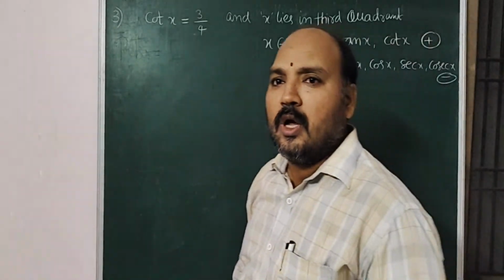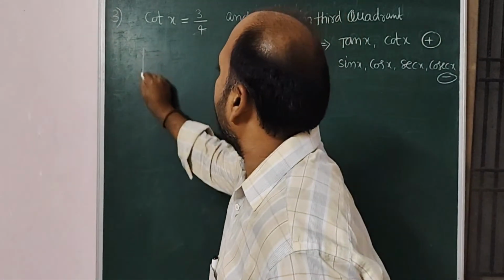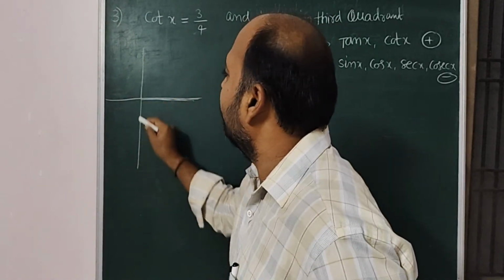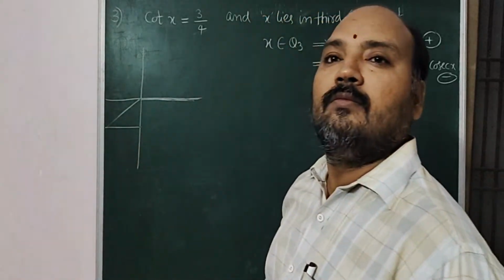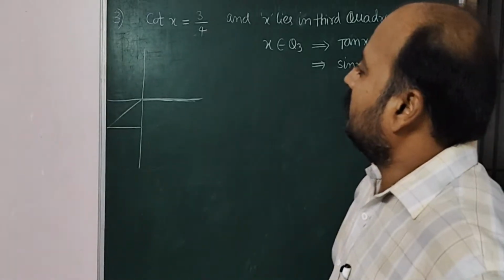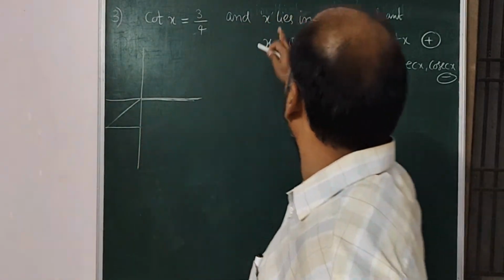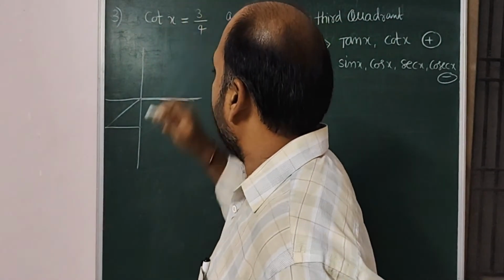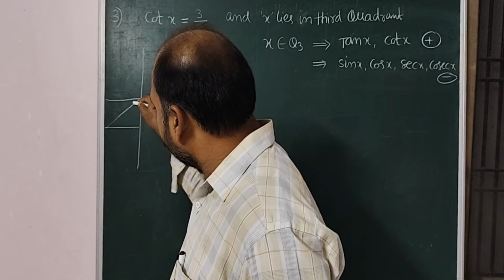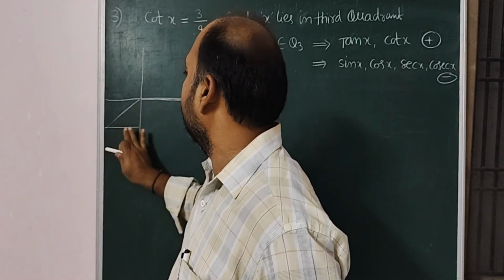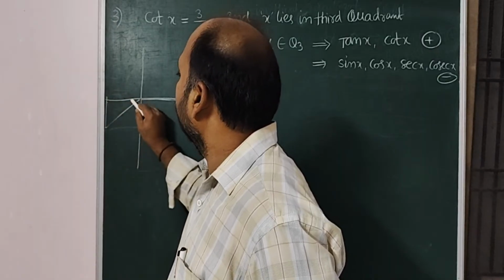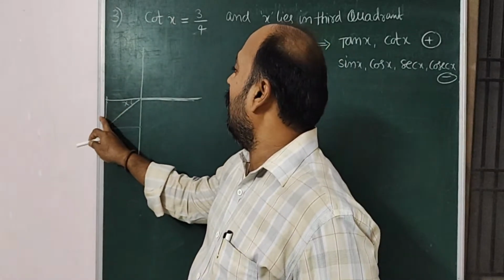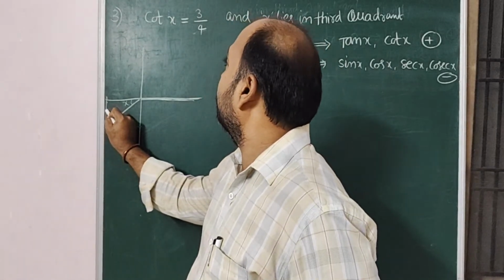So here also I will approach the right angle triangle concept, dear students. But third quadrant now. x lies in the third quadrant. Cot x is given as 3 by 4. So the angle I am taking is x, 3 by 4, adjacent. This is 4, for angle opposite. Here I need to draw that.